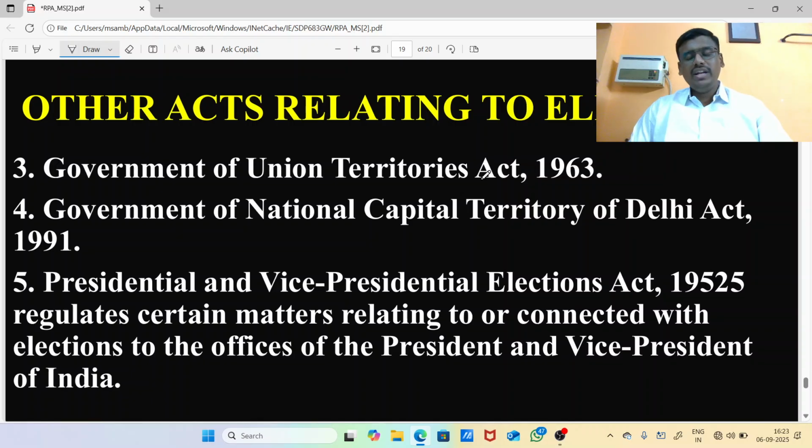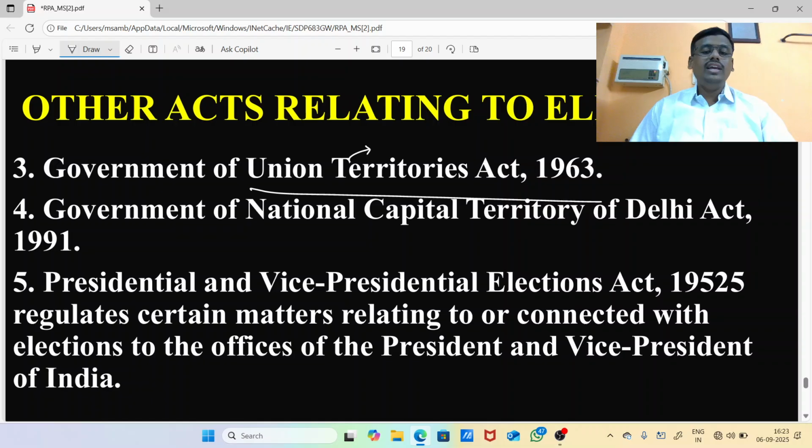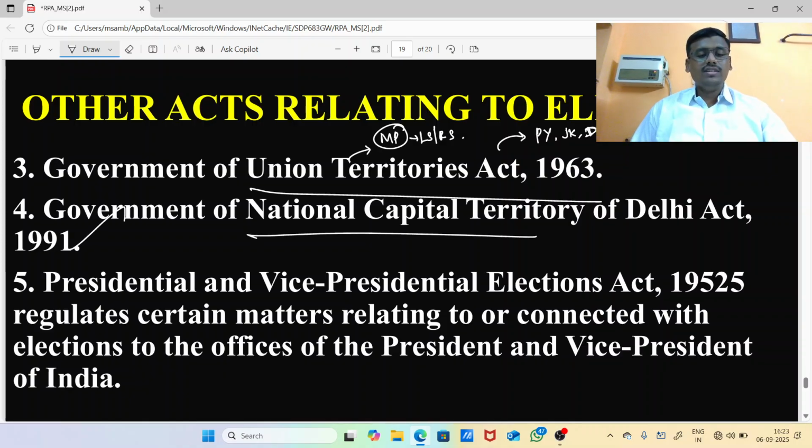Till now, we have not spoken anything about the Government of Union Territories Act. The Union Territories Act 1963 provides for MP representation in Rajya Sabha and Lok Sabha. The union territories with legislatures are Pondicherry, Jammu Kashmir, and some more. Delhi, which is the National Capital Region, comes under the National Capital Territory of Delhi Act. By this, it has a legislature.